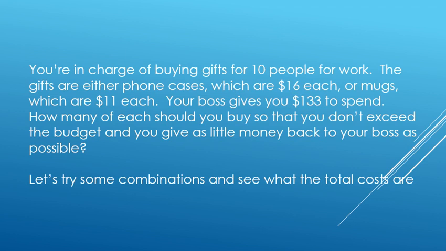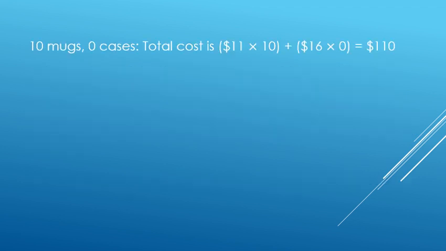So drawing a picture doesn't necessarily work. I'm going to just try various combinations of phone cases and mugs and see what these costs are and see which one will get me closest to $133 without going over. So I start off, okay, what if I just bought all mugs and I bought no phone cases? Well, each mug was $11. So $11 per mug times 10 mugs, that gives us $110. Again, note that it was 10 mugs and no cases because in total we're buying for 10 people. So there's only 10 gifts here.